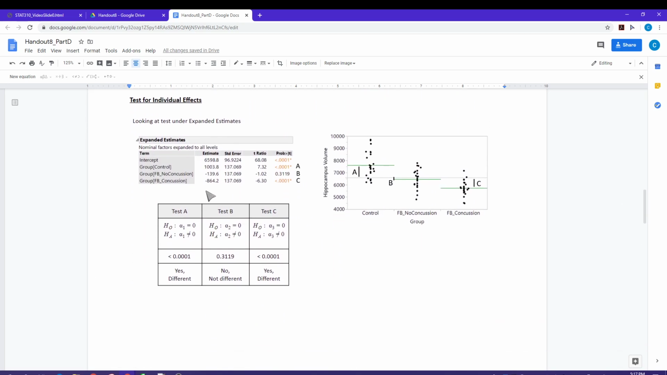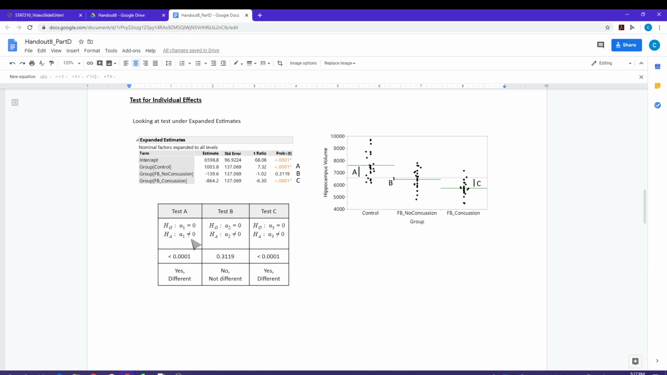And this is where I'm doing this underneath my expanded estimates again. So under my expanded estimates, I have 3 different levels here. So test A is going to be considering the effect due to the control group. And the control group is my first group. So that's just going to be alpha 1. So what that test is actually looking at is whether or not alpha 1 is equal to 0, which would mean there'd be no effect of the control group. Or alpha 1 not equal to 0 is going to be that there is some effect in the control group.